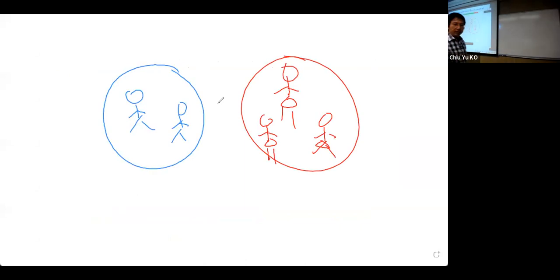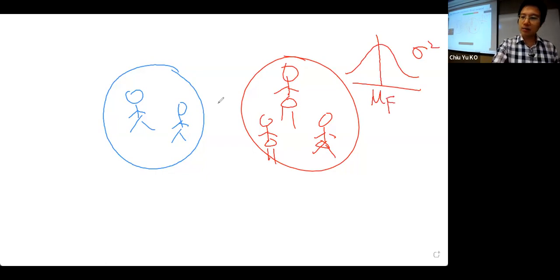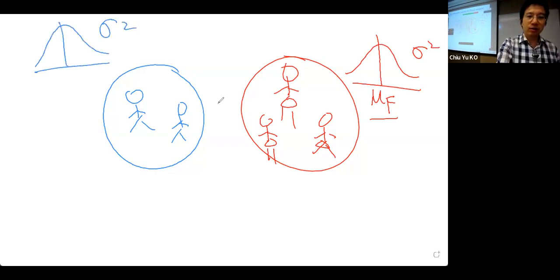So the simplest case is, according to this, there's a bell curve of how much they pay. And in the easiest case, we assume they have the same shape, the same sigma. The female group has its own mean, and the male group also has a bell curve, the same shape, same sigma, and this is mu m. You can use 1 or 2, it doesn't make a difference.